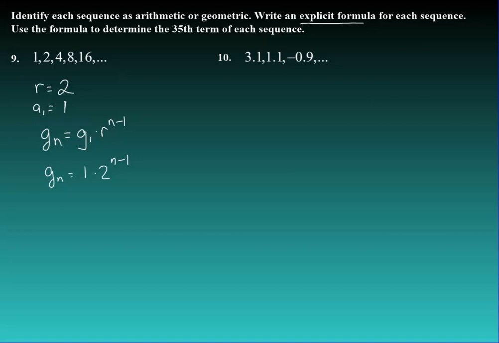So that's our explicit formula. Now it wants us to find the 35th term. So g sub 35 is equal to 1 times 2 to the 35 minus 1, which is 34. So 1 times 2 to the 34.